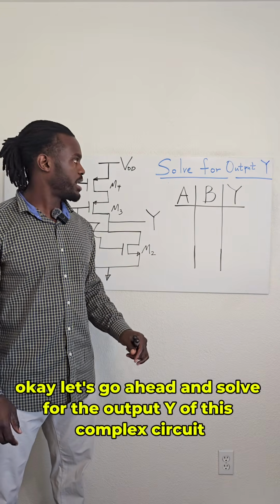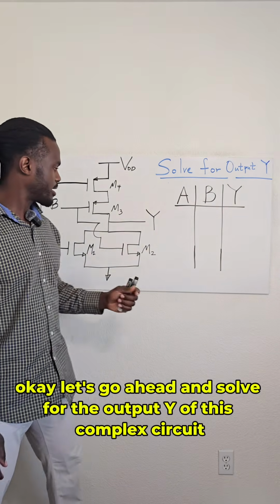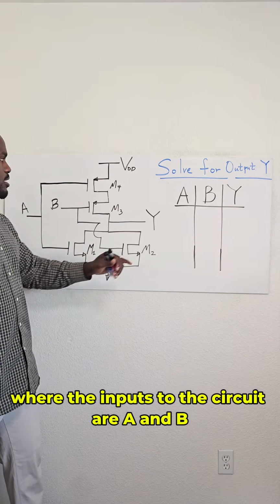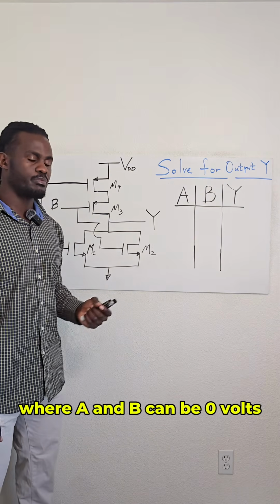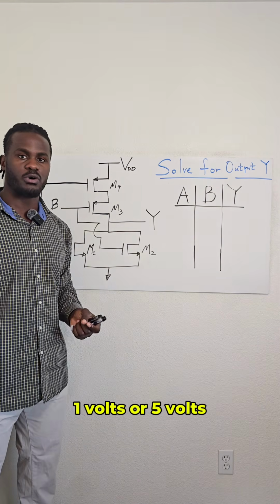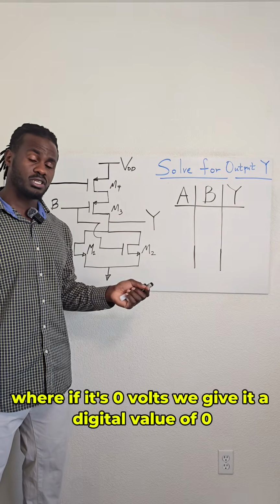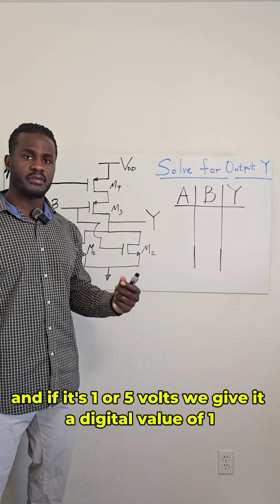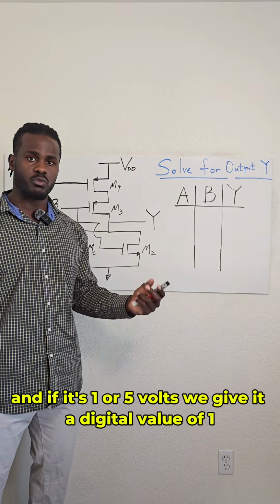Okay, let's go ahead and solve for the output Y of this complex circuit, where the inputs to the circuit are A and B, where A and B can be 0 volts, 1 volts, or 5 volts, where if it's 0 volts, we give it a digital value of 0, and if it's 1 or 5 volts, we give it a digital value of 1.